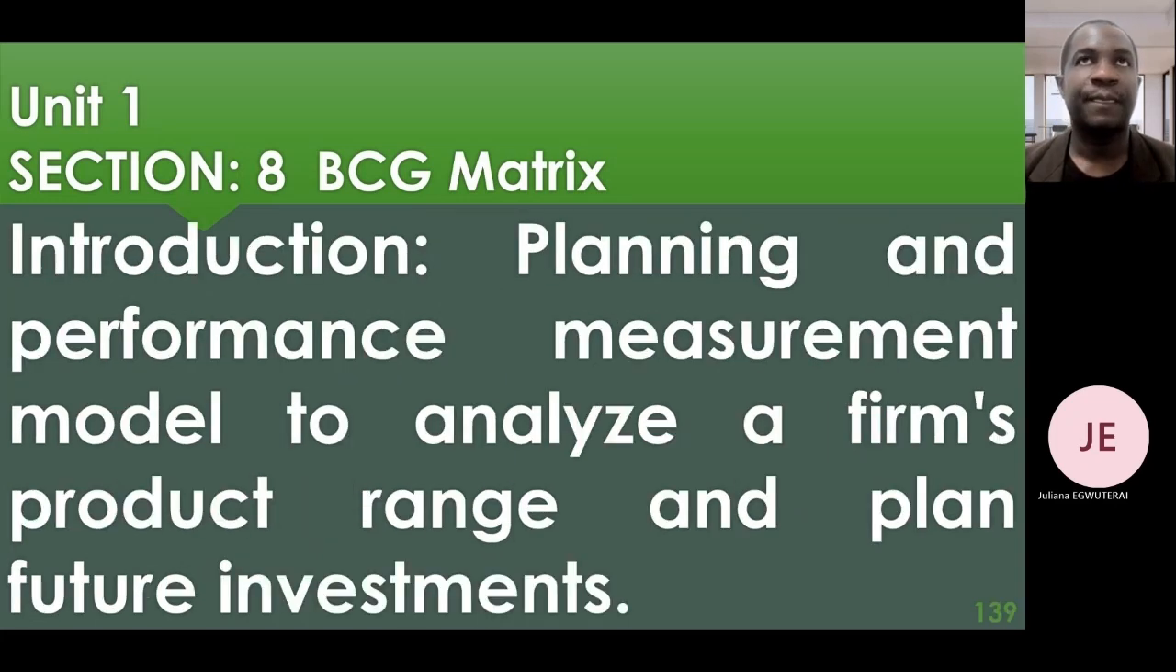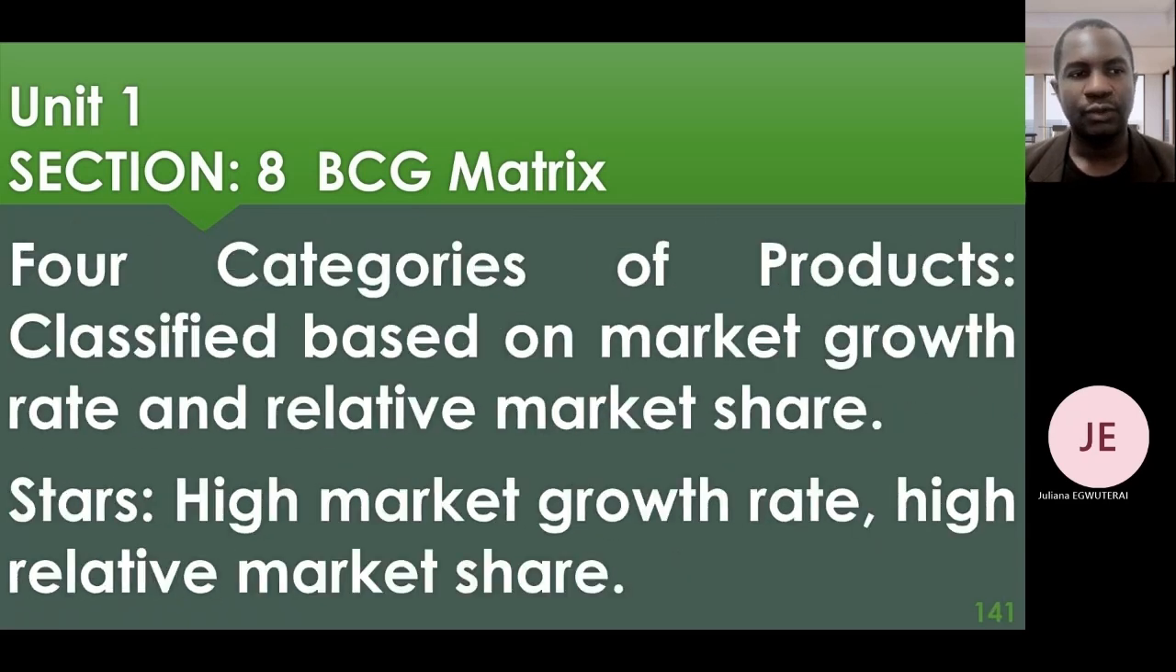Generally, they are planning for another phase of the product, or measuring past performance so that they can do better in future. There are 4 categories of products based on market growth rate and relative market share. The 4 categories of products in a company's portfolio based on the BCG matrix are: number 1, stars; number 2, cash cows; number 3, question marks, which are also known as problem child; and number 4, dogs.